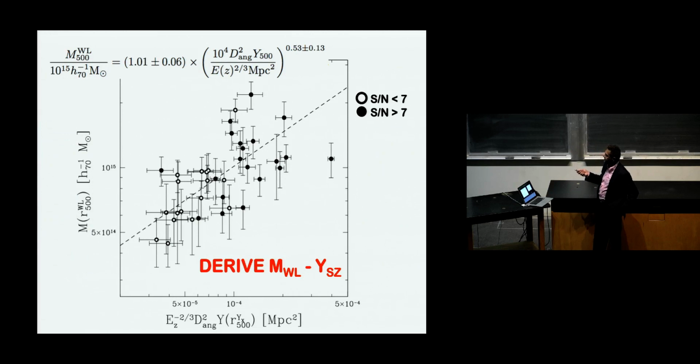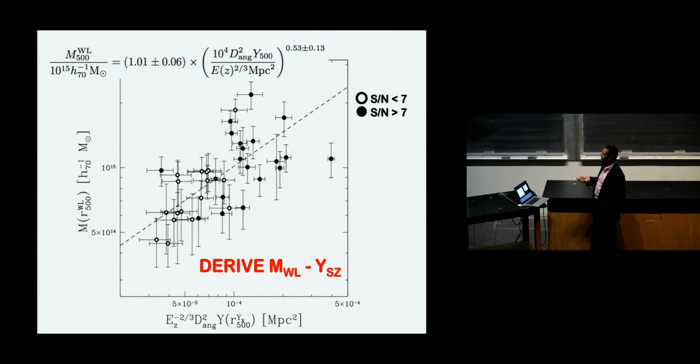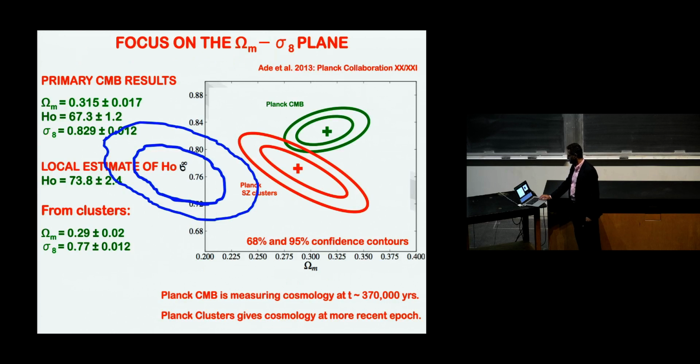So for the 50 clusters that we have, we can take the Planck Compton Y parameter, we can take our weak lensing mass estimates, we can figure out what the relationship between the two is, and it's given there if you're interested. And then essentially go back and calculate the mass for the 1,000 clusters that Planck sees and do cosmology. Look at the evolution. This thing seems to have moved.